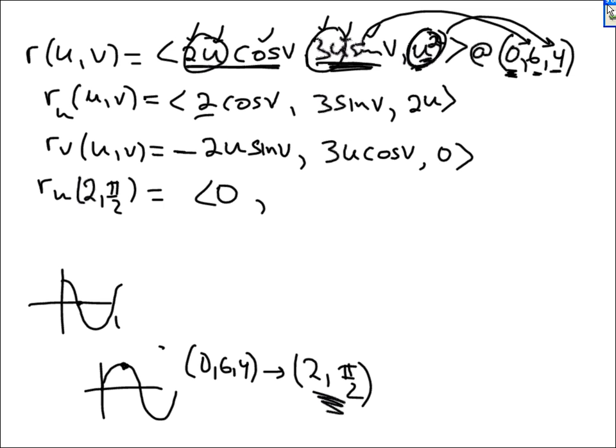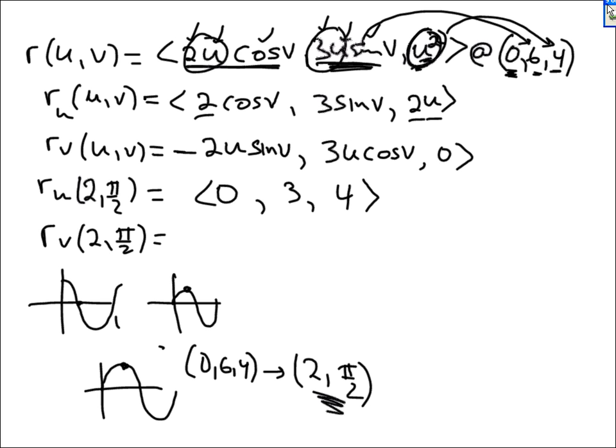3 times the sine of pi over 2. Sine of pi over 2 is 1. 3 times 1 is 3. Comma, 2 times u. u is 2. 2 times 2 is 4. Now r sub v at that same point. Negative 2 times 2 is negative 4. Negative 4 times the sine of pi over 2, which is 1. Negative 4 times 1 is negative 4.